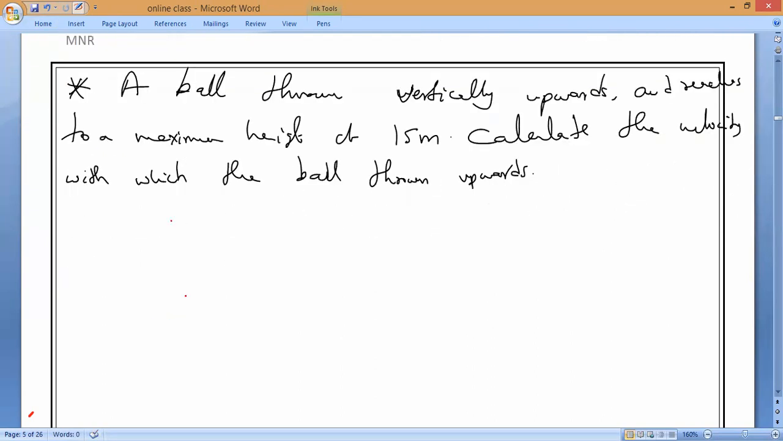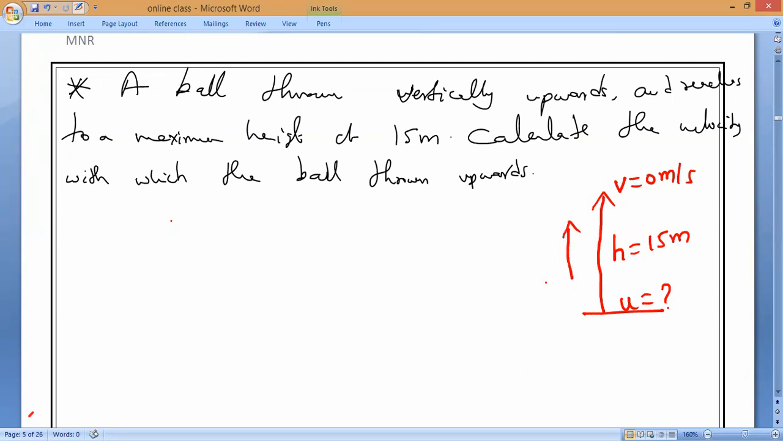Yes, sir. Now, first the general method. How will all people solve? The ball is thrown upward and they are asking for the initial velocity. What is the final velocity? Final velocity is 0, and h is 15 meters. Now the ball is thrown upward, so is g positive or negative? Negative. That value is minus 10 meters per second squared.